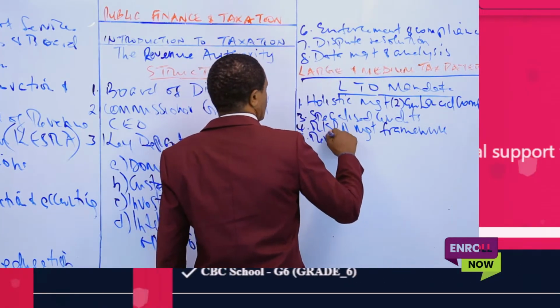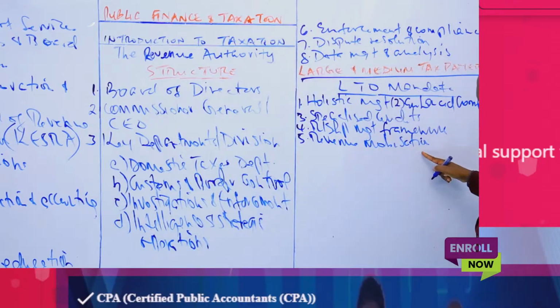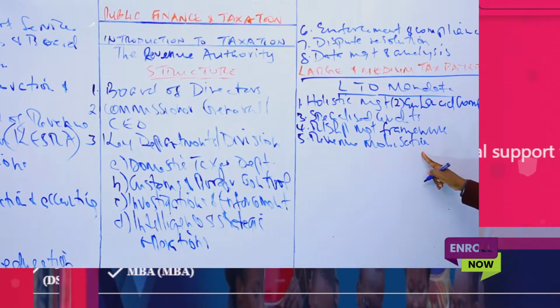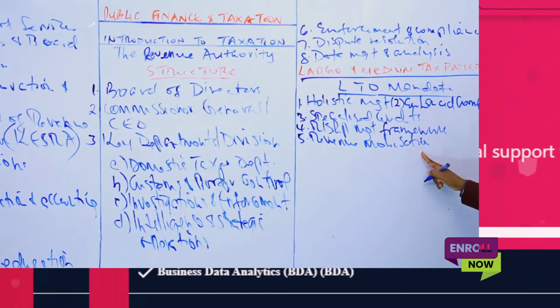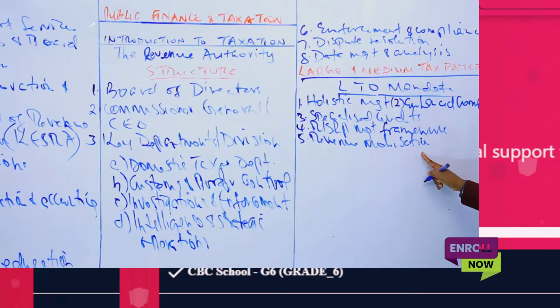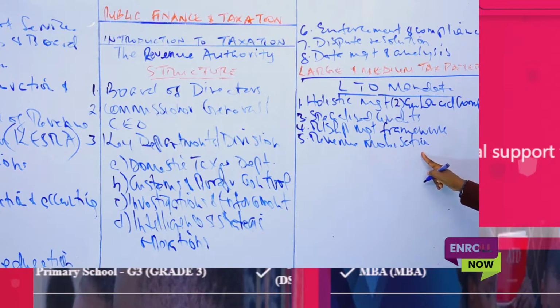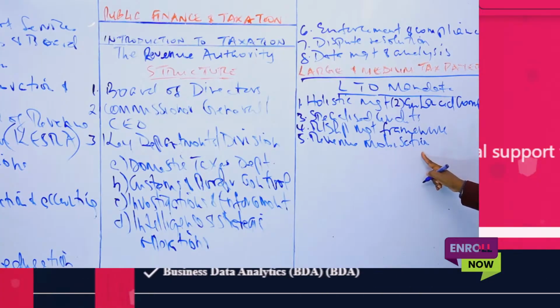5, revenue mobilization. That is to mean focusing on maximizing revenue collection from this critical segment, as large taxpayers are major contributors to the national budget, and KRA aims to collect a significant portion of its total revenue from the large taxpayers. Revenue mobilization. You understand, candidates?